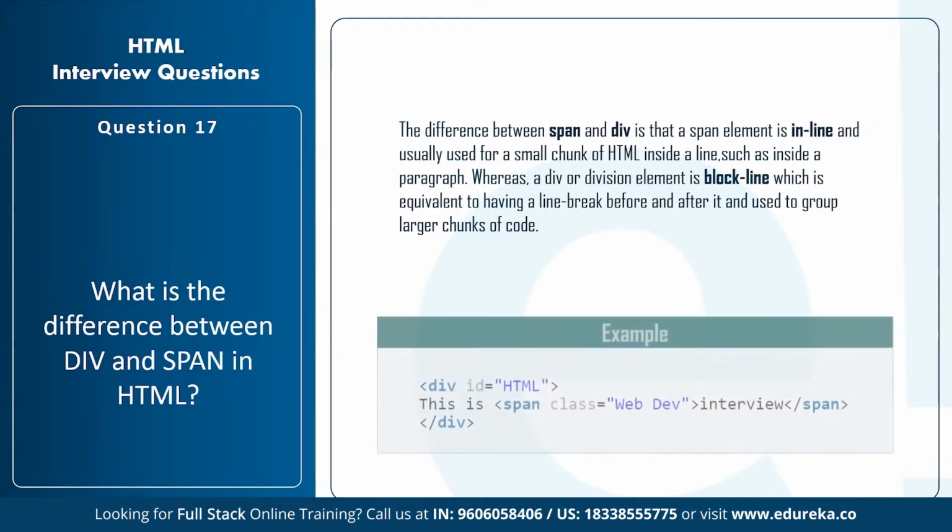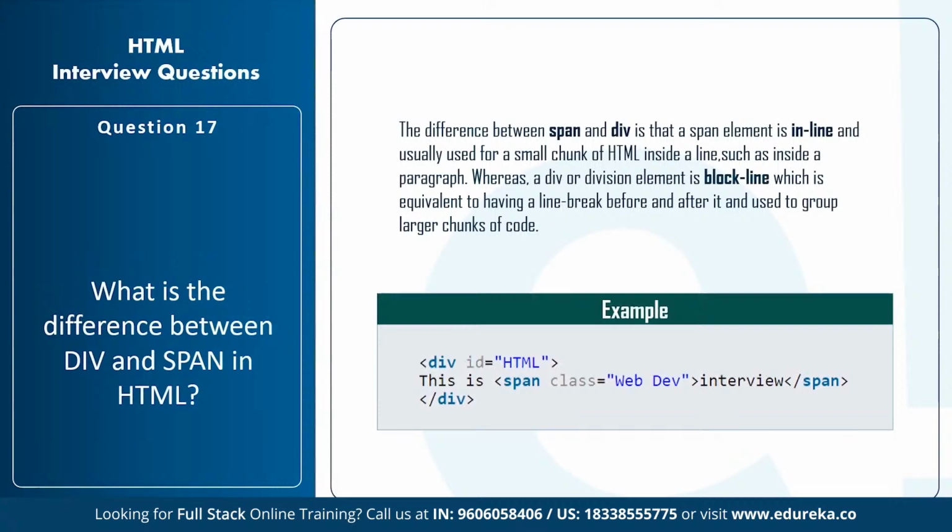So here is an example where you have the division tag, where I have specified the element to be HTML, and inside that we have a span. So inside that span I have specified the class as webdev and the text is interview. So you can see that the span is an inline element, whereas the division tag is the block line element.